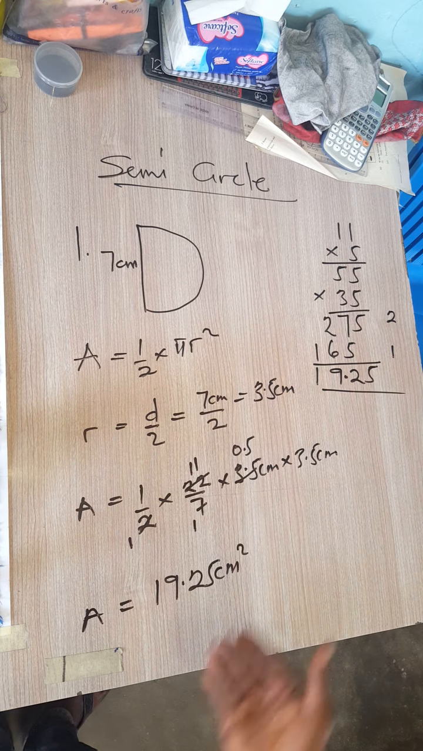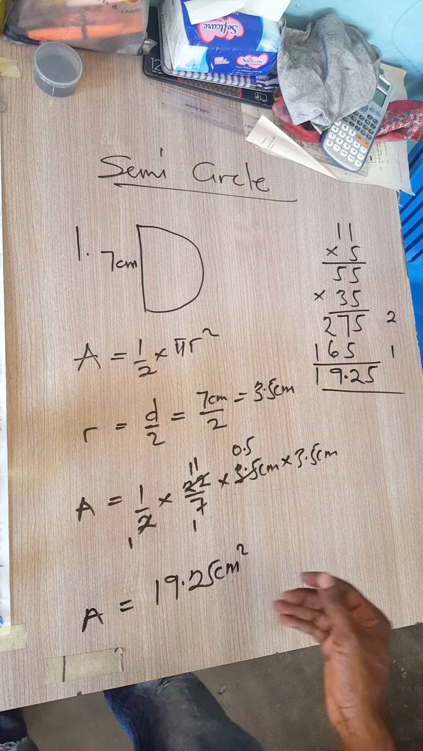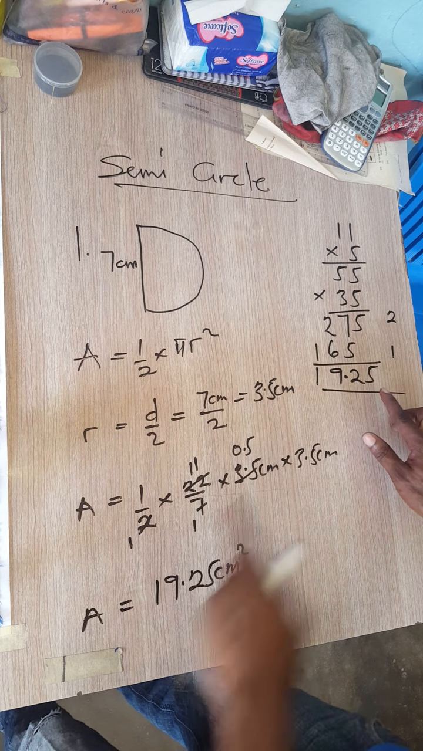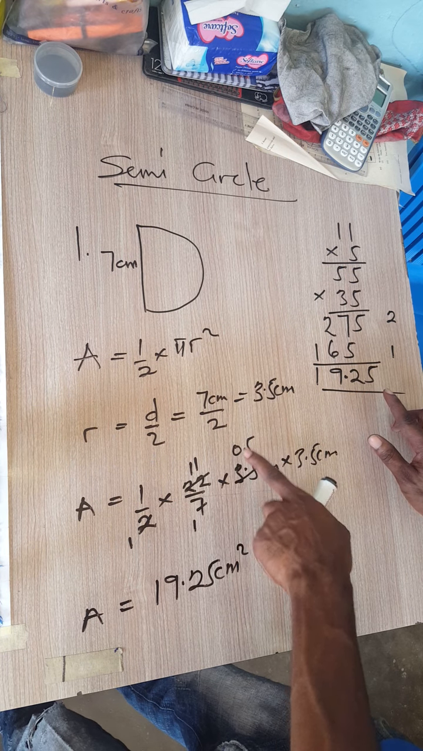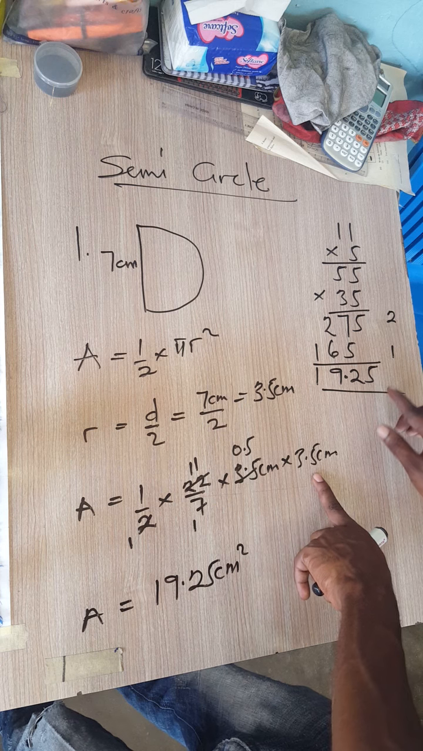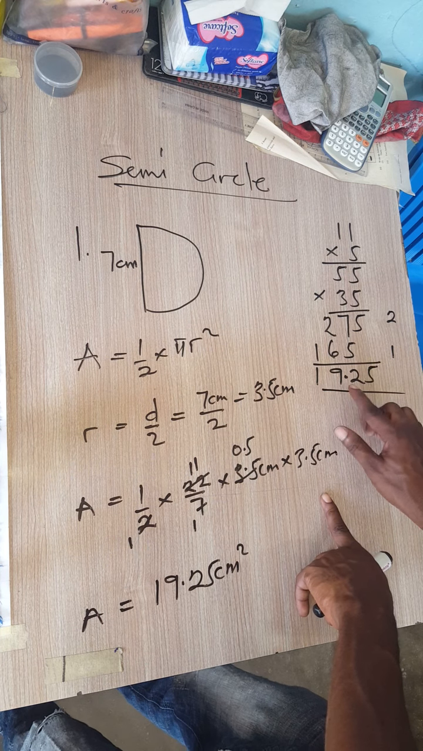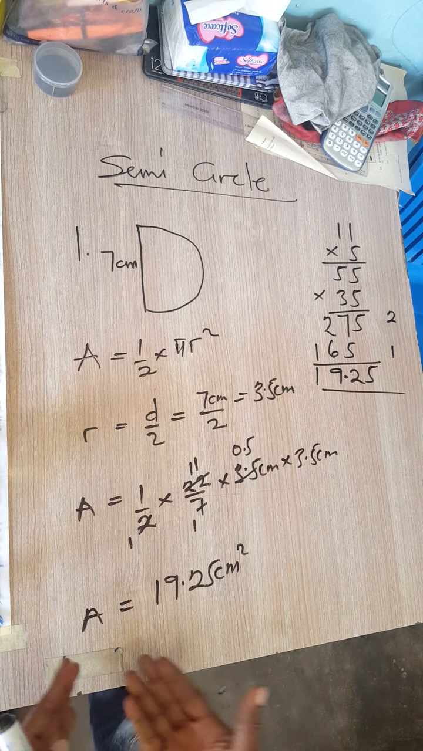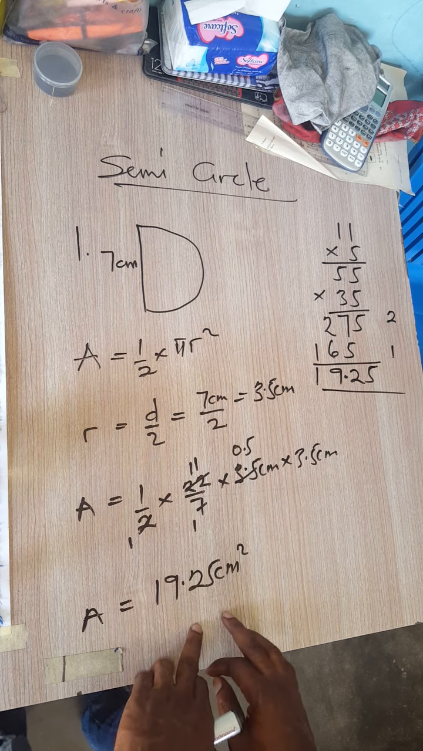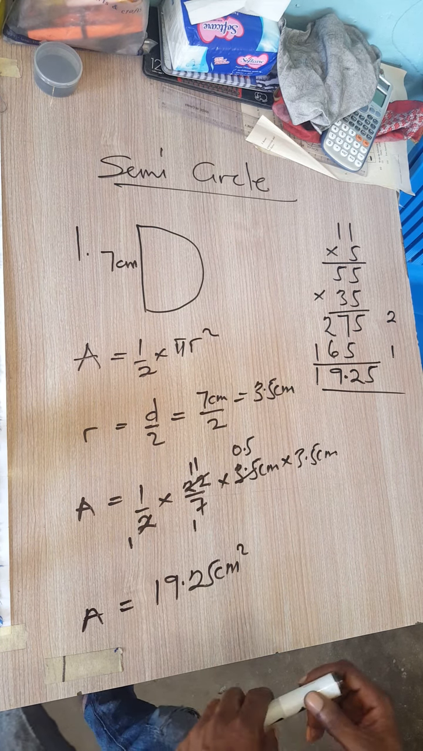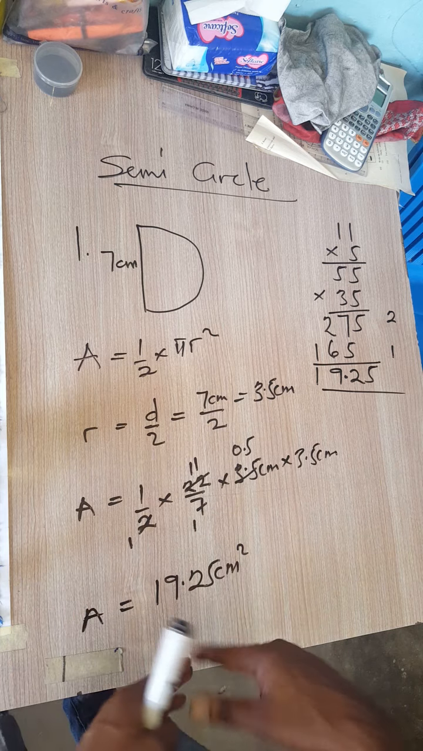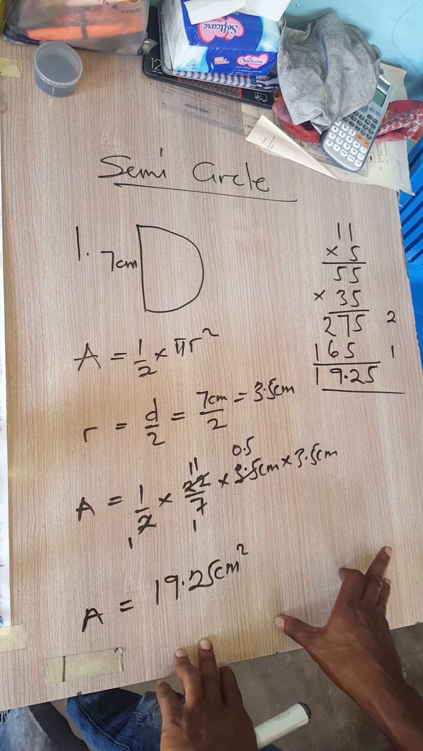Now, that means that I have to put back the decimal, which is 2 decimal places. We have 1 here 0.5 and another here 3.5. And so when I put it back, I get 19.25. So our area is 19.25 centimeters squared. Now we are going to look at how to calculate the perimeter of the semicircle.